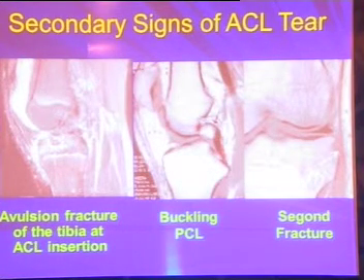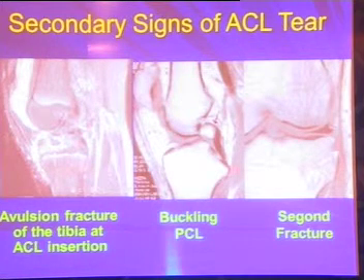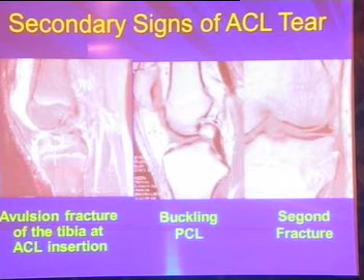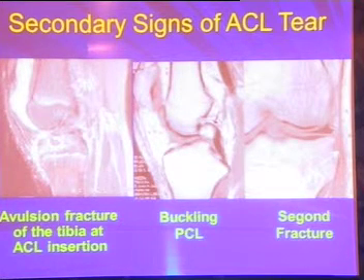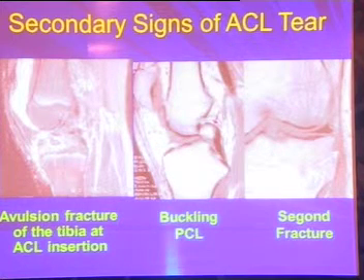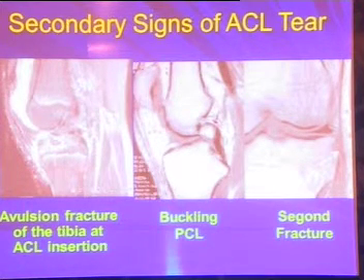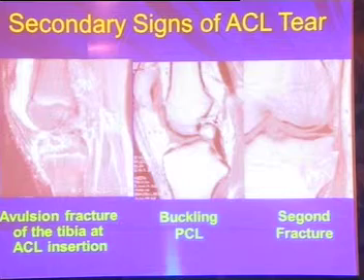The PCL has subluxated forward. Also in orange, that doesn't break, but it's avulsed from the tibial condyle. So this avulsion of the tibial condyle is also a sign of a non-functioning ACL.